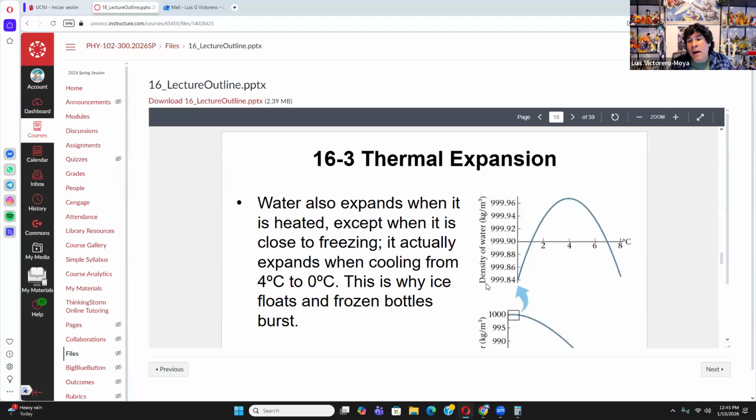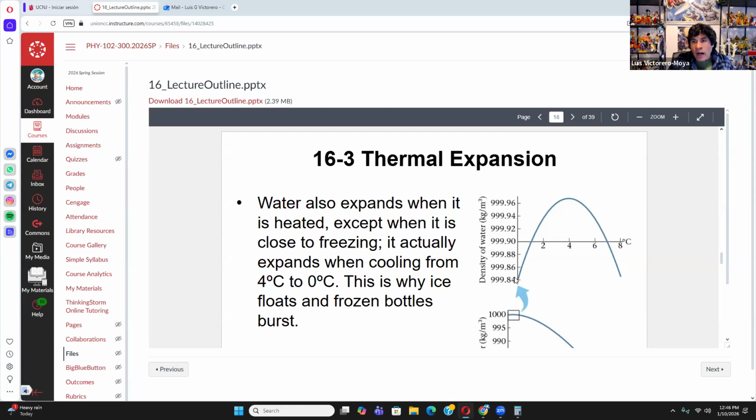So, for example, water expands when it's heated. But there is a nice property of water. You see how the density of water peaks around 4 Celsius and then it starts decreasing again? So it also expands when cooling between 4 and 0 Celsius. That's because the density is decreasing. This is why ice floats on top of water, right? It has less density. Ice has less density than liquid water. That's why ice can float.